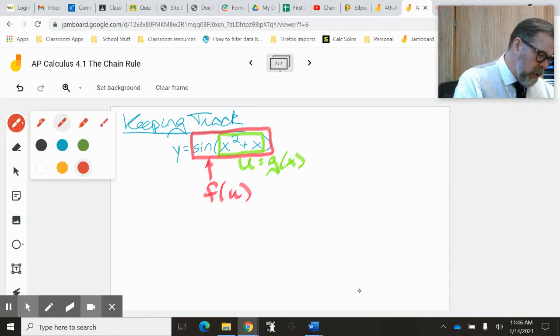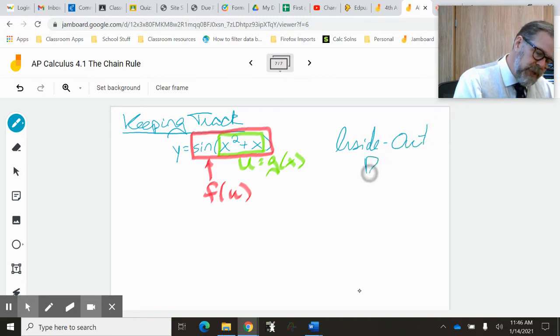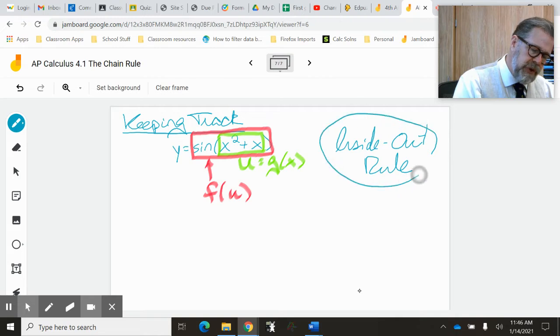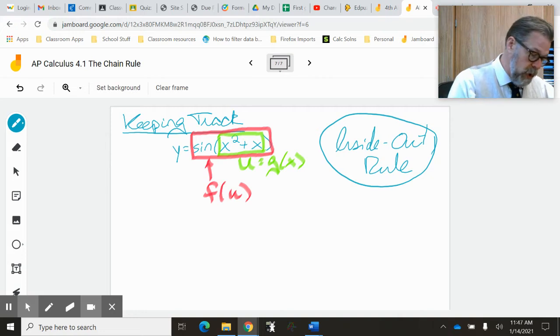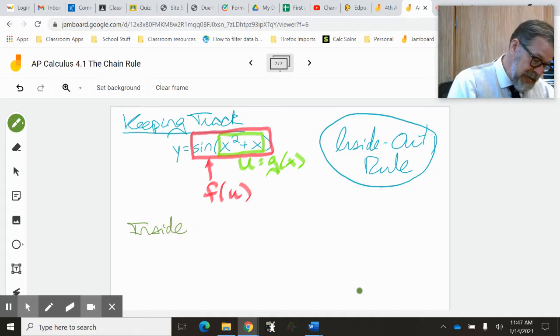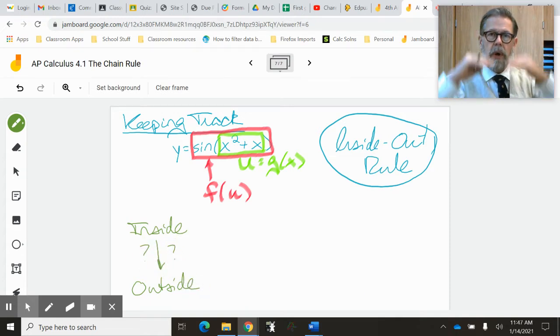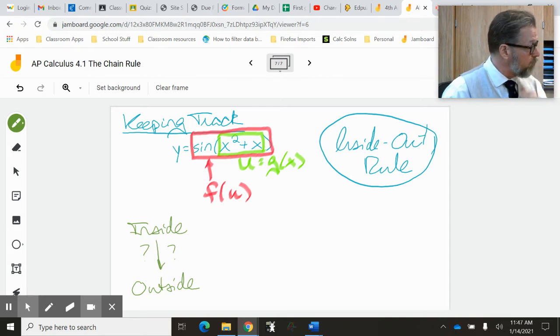What I'm going to call this now is the inside out rule, which is that you start at the inside of a function and you work your way outwards. So it can be helpful on a more complicated function to say, okay, which is my inside function, which is my outside function, and are there any functions in between? And if there are, what order do they come in? Starting at the very inside, working your way to the very outside.